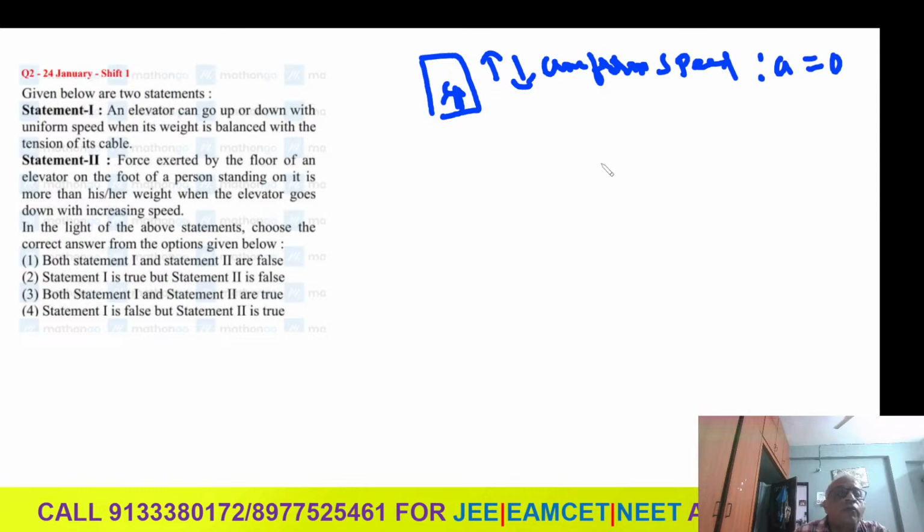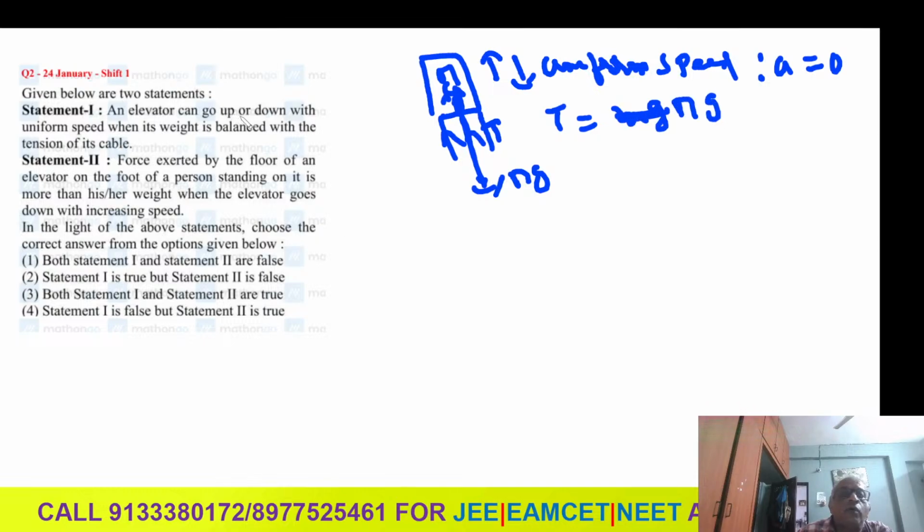So the elevator can go up or down with uniform speed when weight is balanced by tension. There are cables. Tension is balanced by weight because the acceleration is 0. The upward force tension will be equal to the weight of the lift, total weight including the person. Tension is equal to mg. That is correct: the elevator can go up or down with uniform speed when weight is balanced by tension.